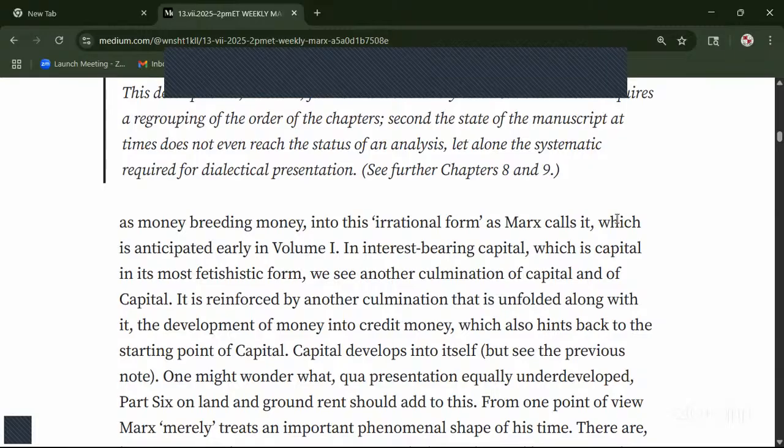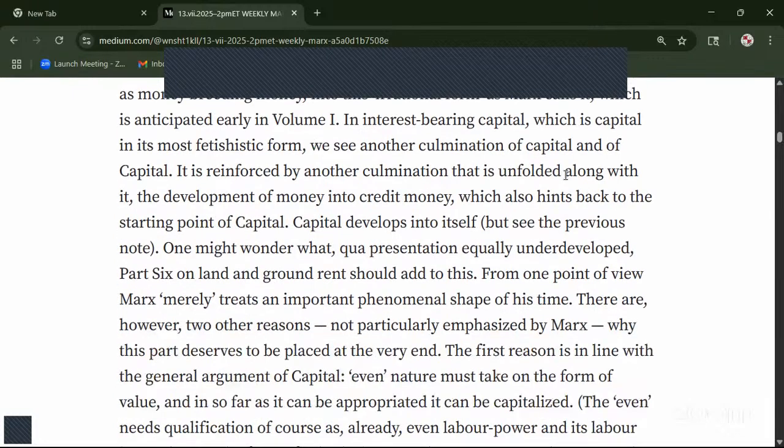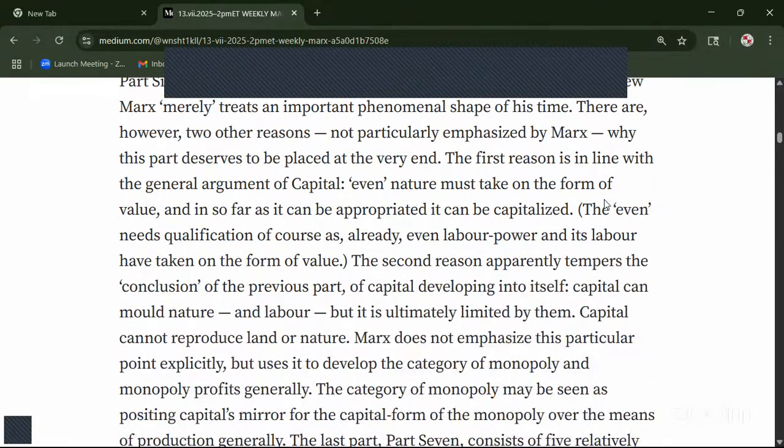One might wonder, qua presentation equally underdeveloped, Part 6 on land and ground rent should add to this. From one point of view, Marx merely treats an important phenomenal shape of his time. There are, however, two other reasons, not particularly emphasized by Marx, why this part deserves to be placed at the very end. The first reason is in line with the general argument of capital. Even nature must take on the form of value, and insofar as it can be appropriated, it can be capitalized. The even needs qualification, of course, as already even labor power and its labor have taken on the form of value.